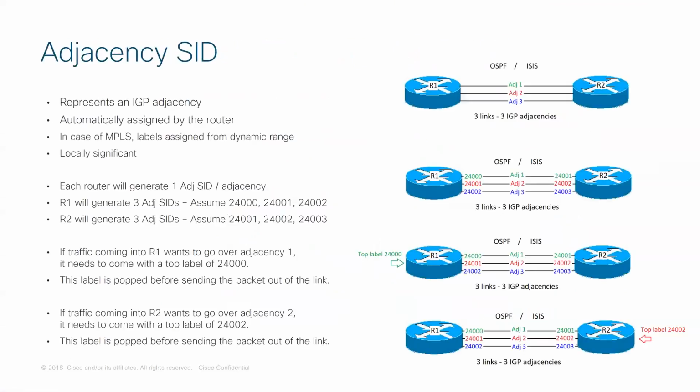You can do one thing. Yeah, I think you can go here. Sure. So you had a question, right? Adjacency SID is popped off. Look at the last diagram, the fourth diagram. Traffic comes in with, say, top label of 24,001 to R1, which means 24,001 top label means go out of adjacency 2. 24,001 label is for link 2. On the fourth diagram, the top label is 24,001.